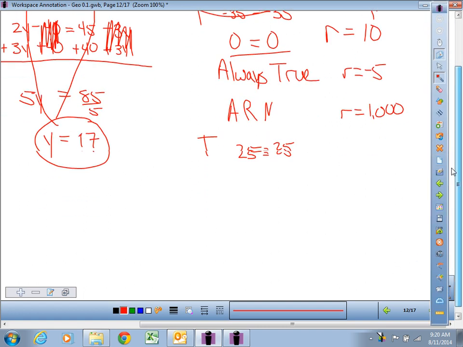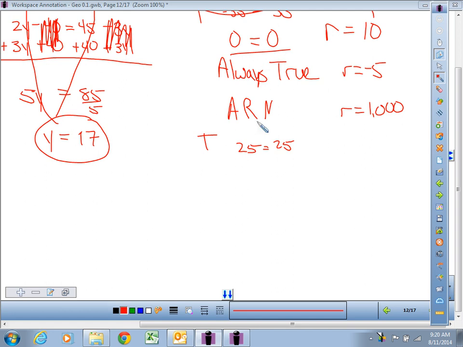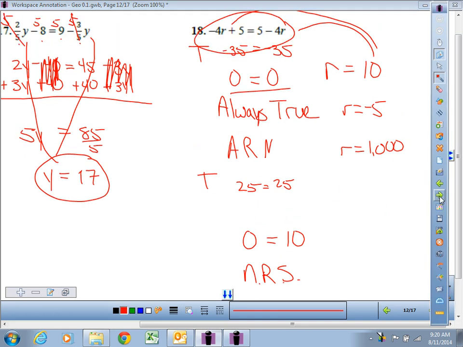Now, on the other side of that, if we solve this equation and we get 0 equals 10, when does 0 equal 10? Well, that's never, so this would be no real solutions. Alright, so if you get something like 0 equals 10, that's never true. That means no matter what number you plug in there, there's not going to be a right answer. And if you get 0 equals 0, then that's always true. So kind of a goofy situation in both those cases.